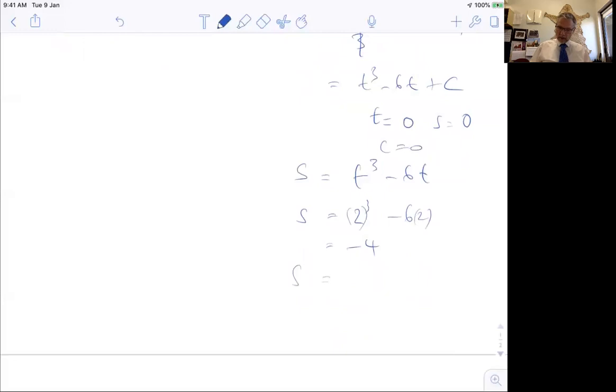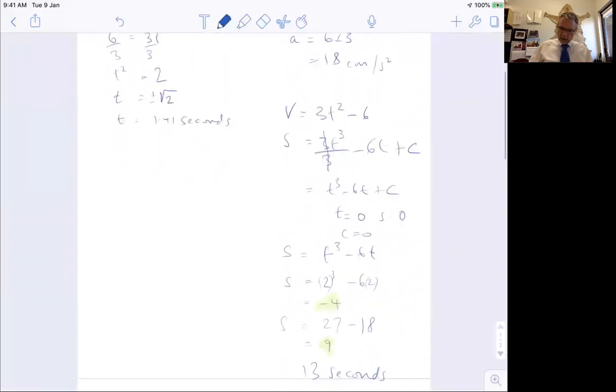Then we work out the distance after 3 seconds, so that's 3 cubed, which is 27. And 27 minus 6 times 3, which is 18, and therefore that's equal to 9. Now, interesting, we have got the difference between these two figures, between this amount and that amount, and that's 13. So the distance travelled is 13 overall.